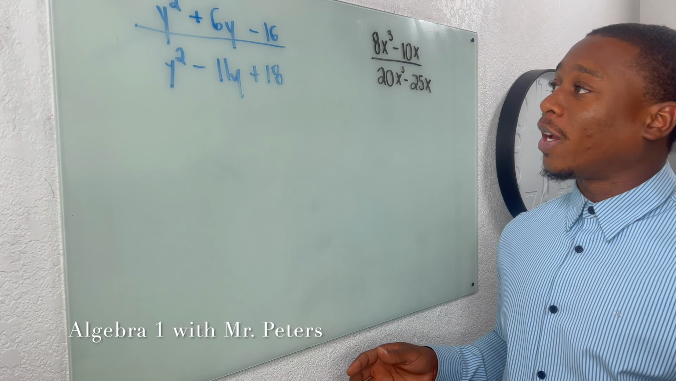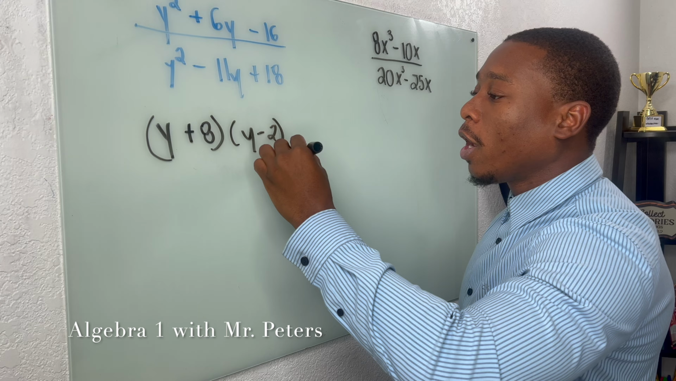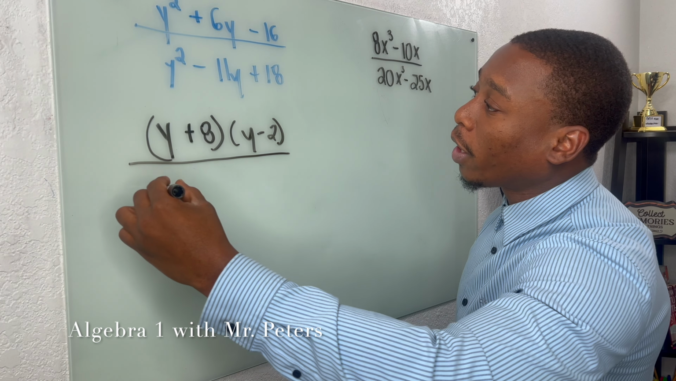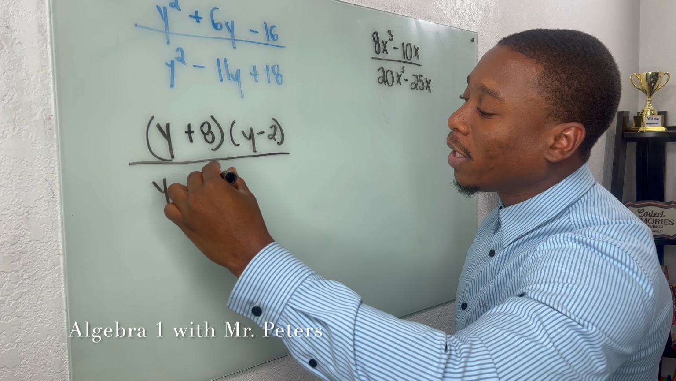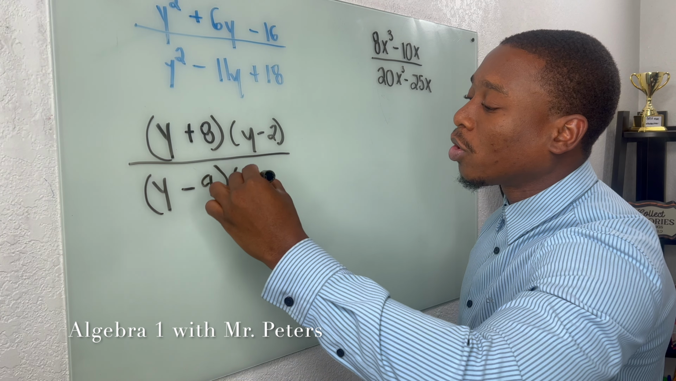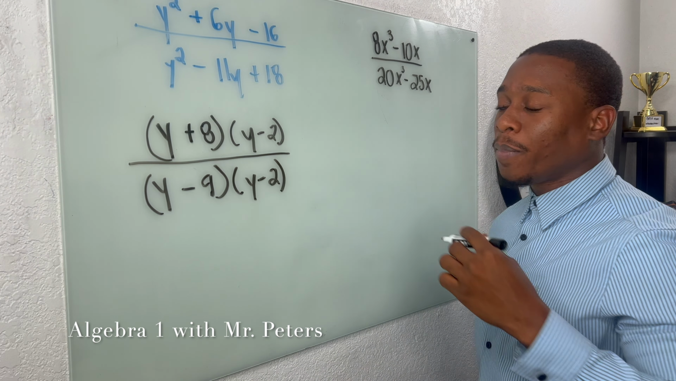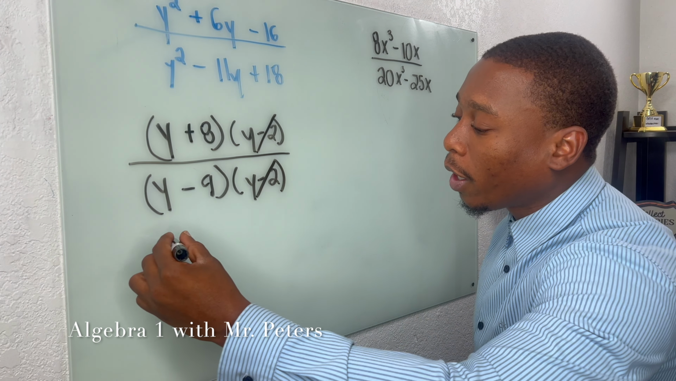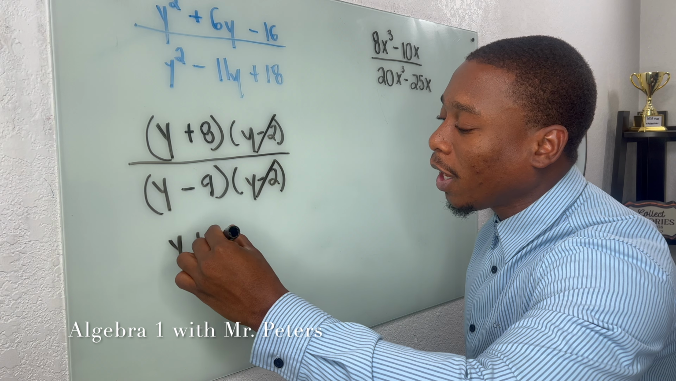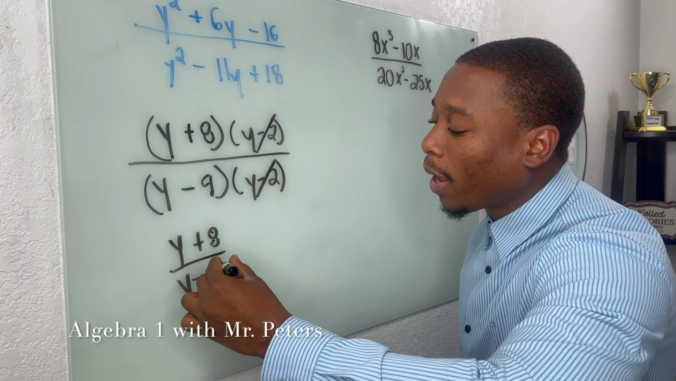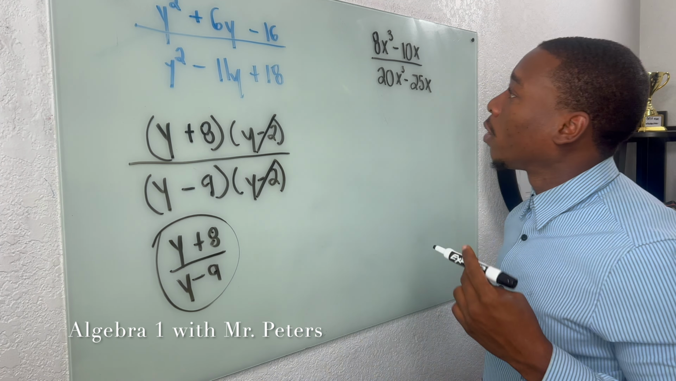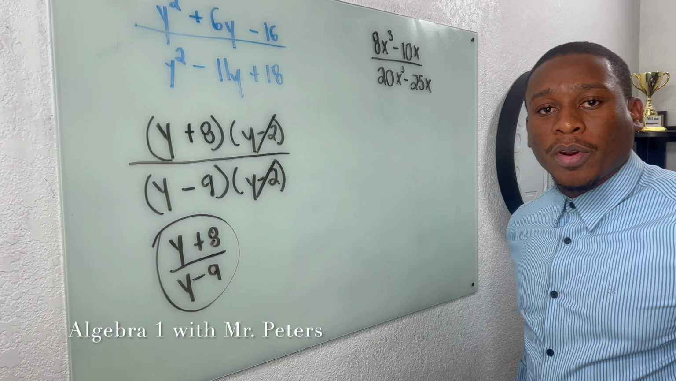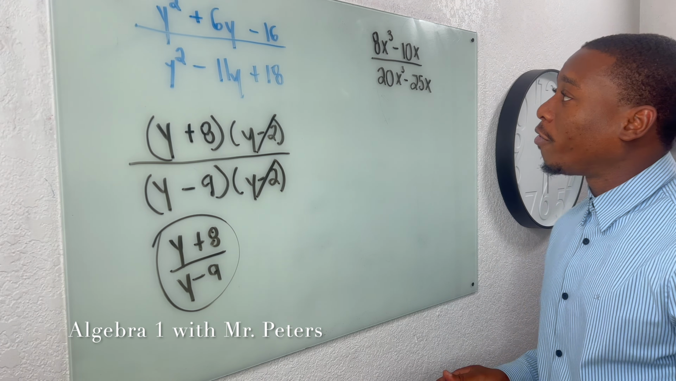So I'm going to simplify the top as y plus 8 times y minus 2. And then when we go to the bottom of the fraction, we're going to have y minus 9 times y minus 2. Now at this step, we could simplify and cancel out the y minus 2, and our final answer is going to be y plus 8 divided by y minus 9. All right? And then in the second example now, we're going to be talking about the greatest common factor.